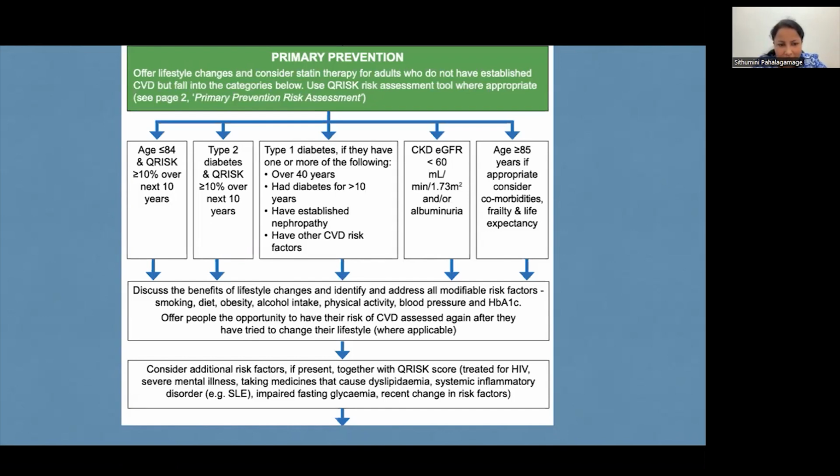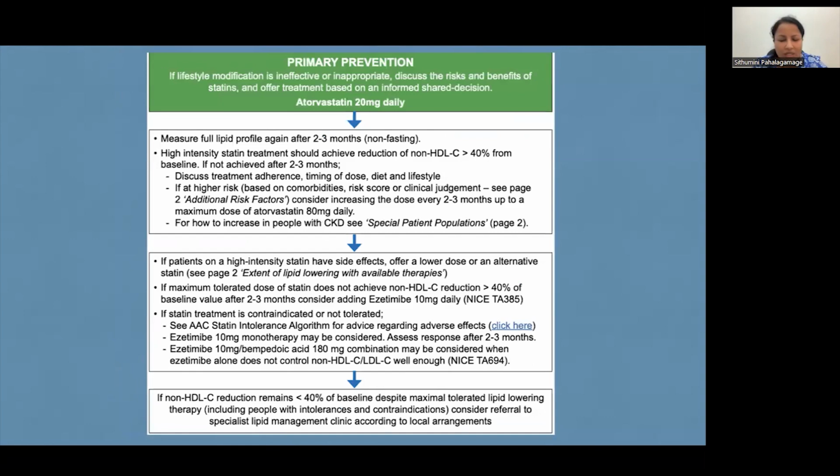And consider other additional risk factors like chronic inflammation, HIV, mental illness, and diabetes, all the other things, and give them a chance to do other modifications. And then, if the lifestyle modification is ineffective or inappropriate, discuss the risks and benefits of statins and offer treatment based on an informed shared decision. We are supposed to have a chat with them and inform them regarding the risks and benefits.